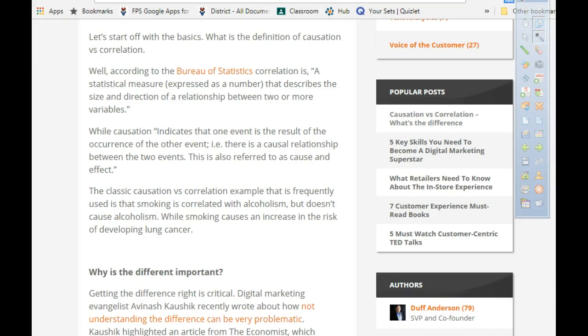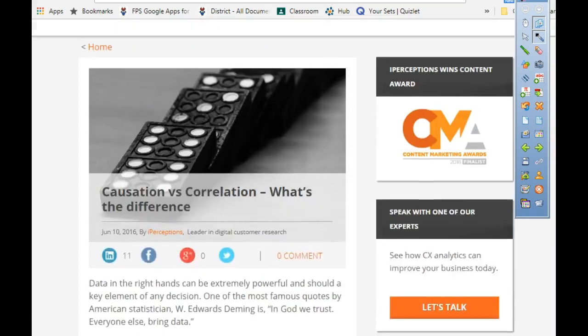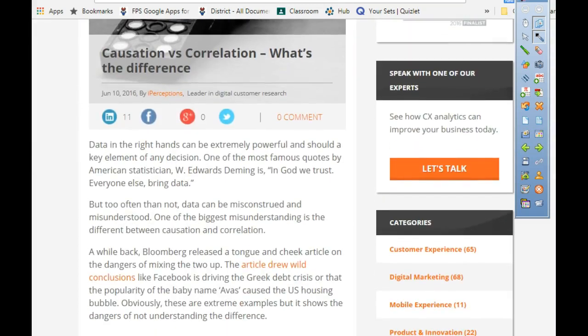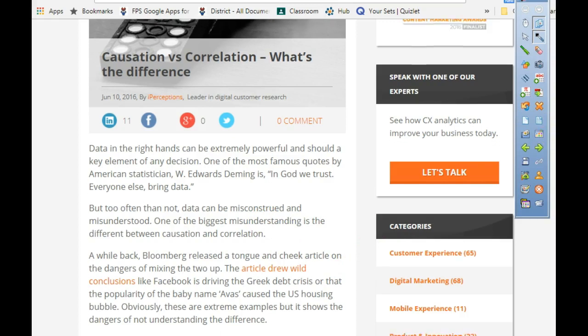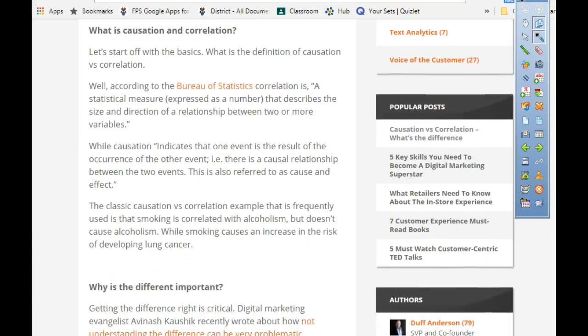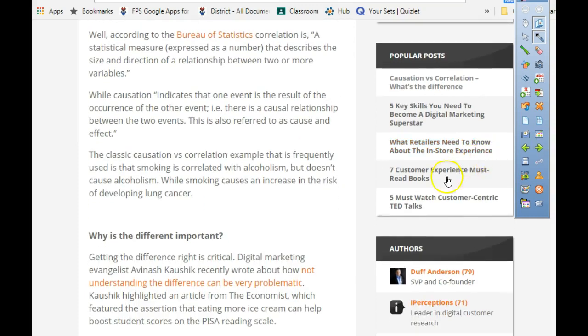The other website I put on is this one that talks about the definition of causation versus correlation. What's the difference? If you are really struggling with this, I would recommend you go to these two things and read through them just to get a little better. The biggest thing, and they talk about this, is that a lot of people think that one statistic causes the other, and that's not always the case.